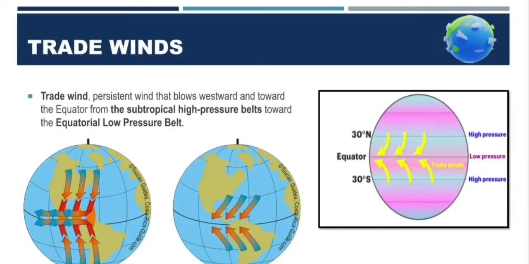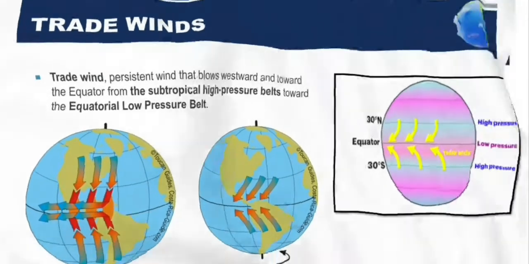The trade winds. The planetary winds moving from subtropical highs to equatorial lows. Due to the Coriolis force, they move from northeast to southwest in the northern hemisphere, called the northeast trade winds, and from southeast to northwest in the southern hemisphere, called the southeast trade winds.